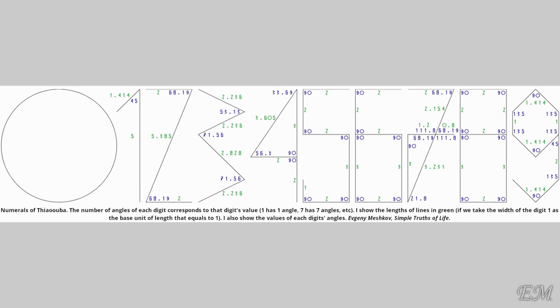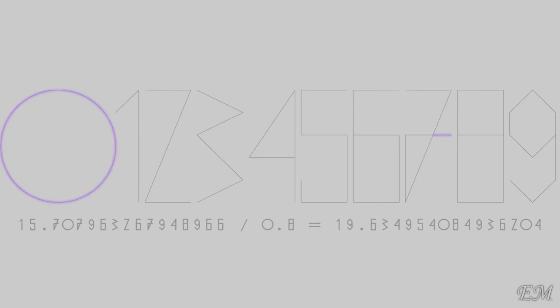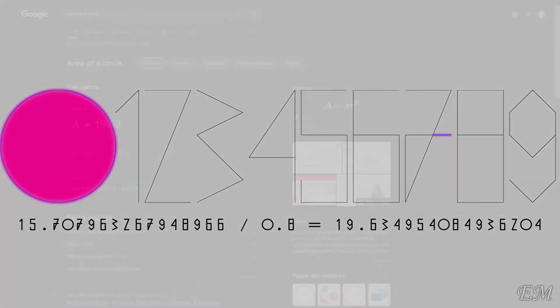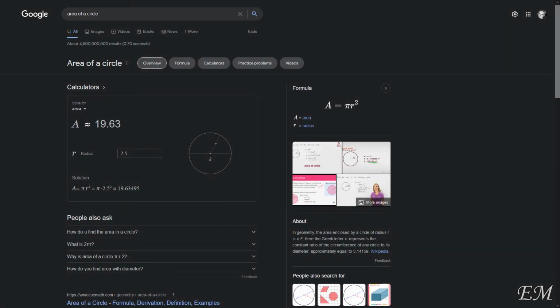If we take the digit 0, which has a diameter of 5 units and a circumference of 15.707, which makes it the longest length in these digits, and divide its circumference by the smallest line of the rest of the digits, which is 0.8 of the number 7, then we get 19.634.